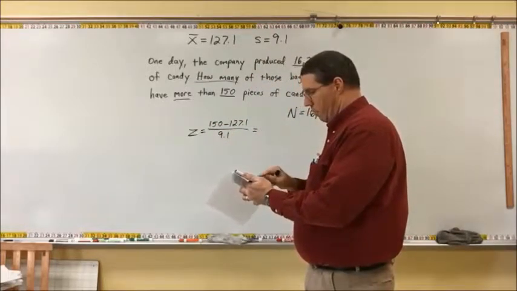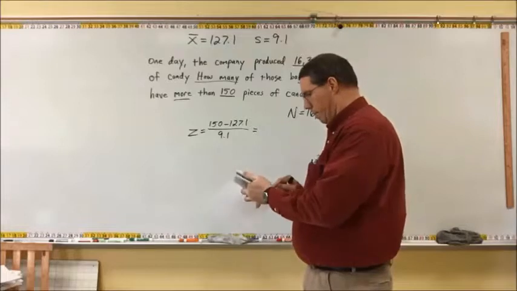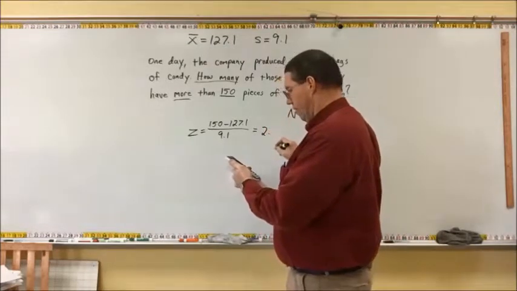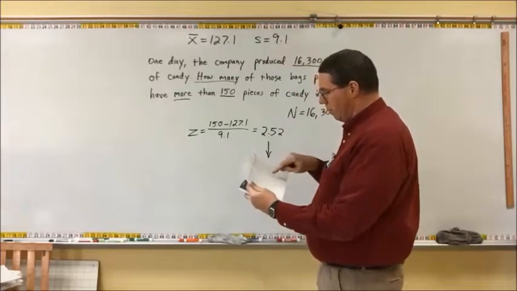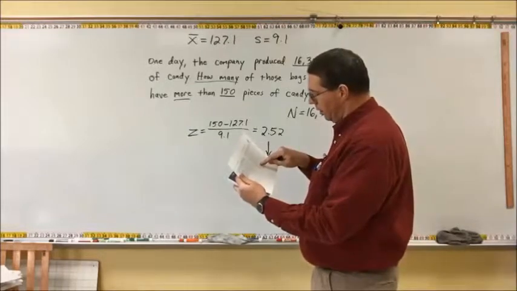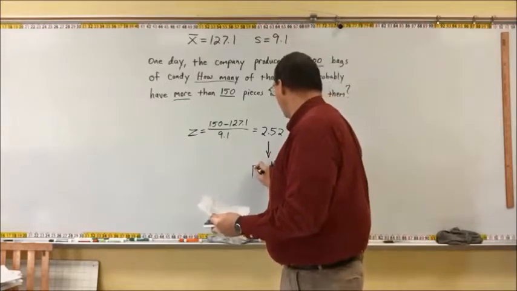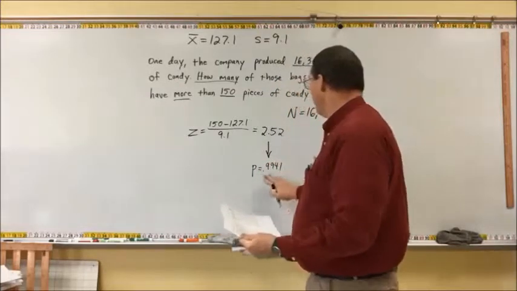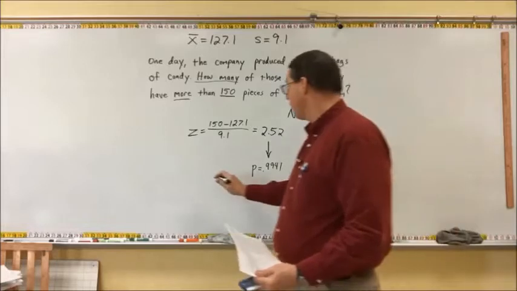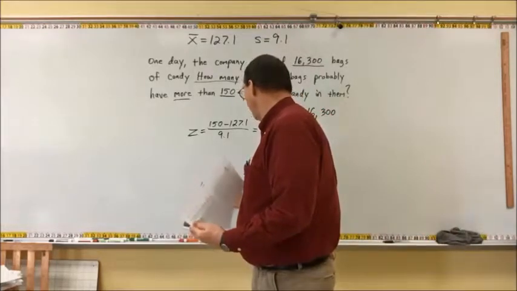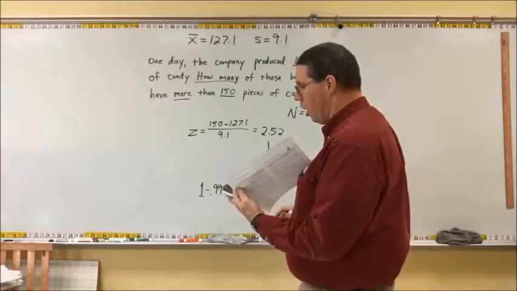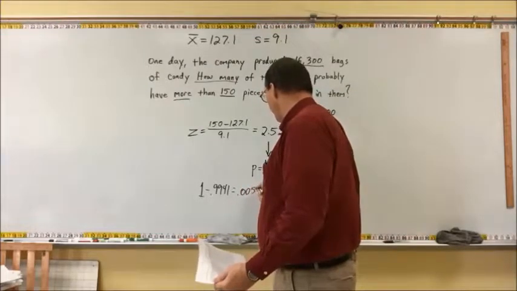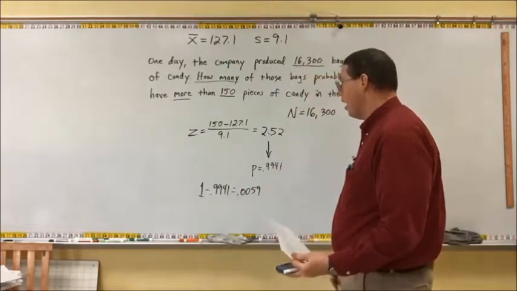So 150 minus 127.1 divided by 9.1 is going to be about 2.52. We're going to turn that z-score into a p-value. So we go into the table, 2.52 gives us 0.9941. Now this is the less than p-value, so we have to subtract it from 1. 1 minus 0.9941 gives us 0.0059. That's less than 1%. Okay, so not very many bags.